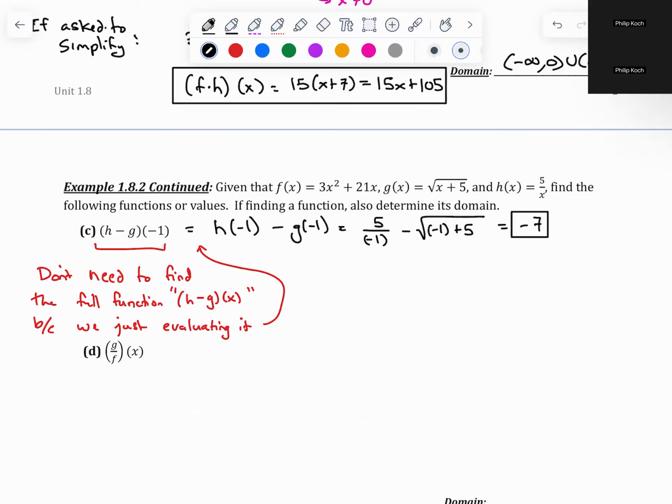And furthermore, on an exam, you don't even need to write this work. You can just write the answer. You can do these in your calculator or in your head, and you're done. So to reiterate though, it is not wrong to find the function first and then plug in -1. It's just extra work that's not needed.